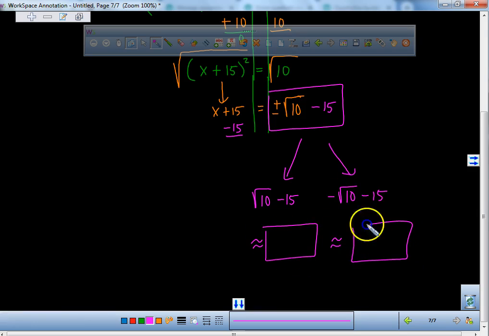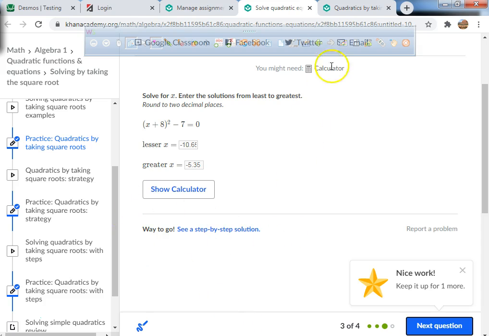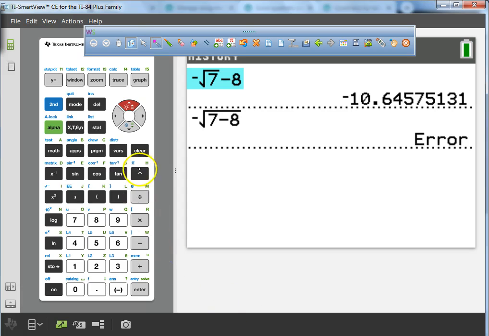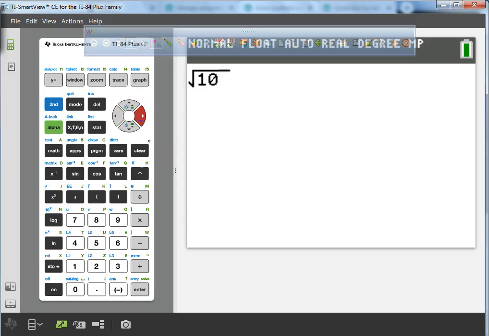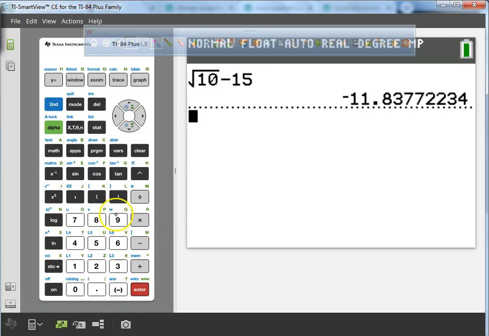So I'm going to type it in, and I'm going to write my final answers in this box and in this box. The square root of 10 minus 15. All right. Oh, wrong. Okay, let me clear out. Square root of 10, and it was what? Minus 15? And then the other one was negative square root of 10 minus 15.